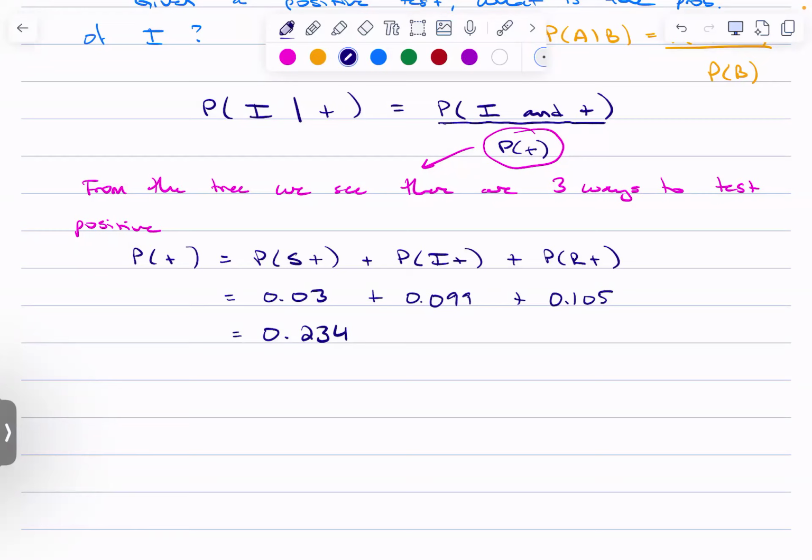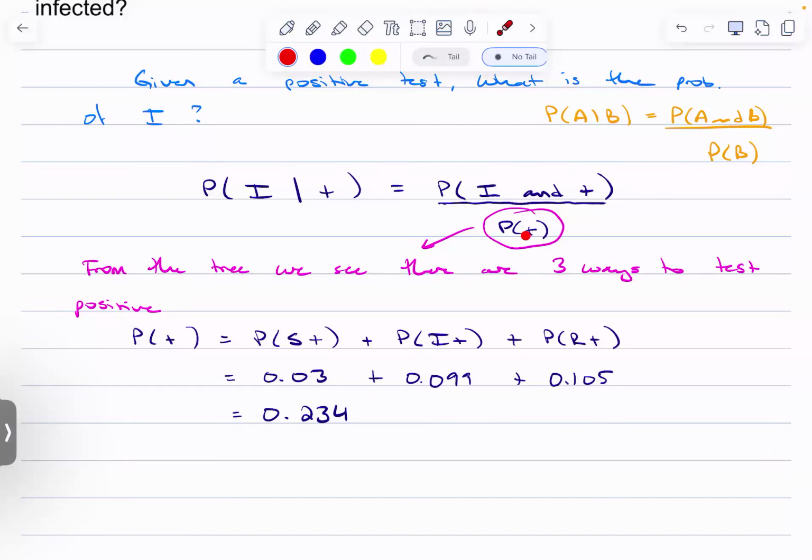Bet you didn't think there were cute numbers. That's cute though. 2, 3, 4. Now, I have this denominator, right? It required a little bit of work to get there. But now, I and positive, that's this probability here. It gets kind of confusing because we use this probability twice, but because we're adding it in the denominator, they don't cancel out or anything. And so it's okay.